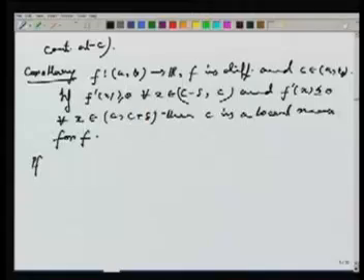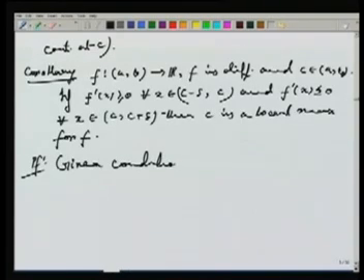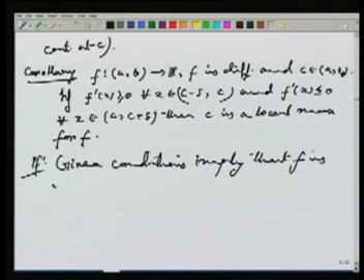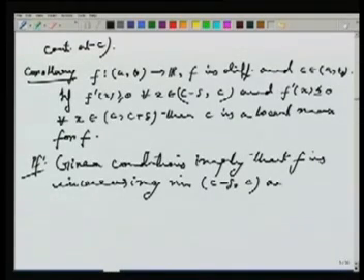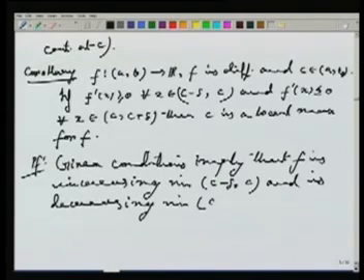The proof is very simple: the given conditions imply that f is increasing in (c minus delta, c) and is decreasing in (c, c plus delta). Then I can use the previous lemma, which would imply that c is a local maximum for the function.